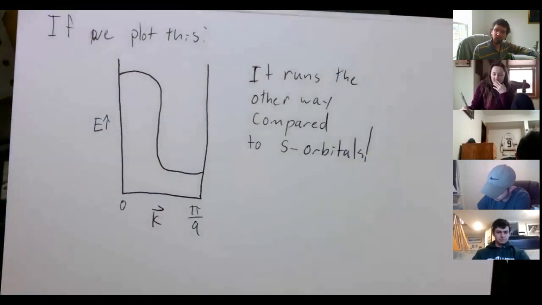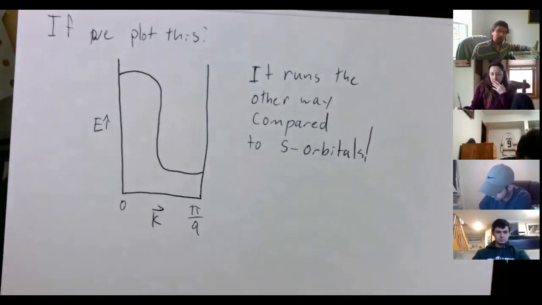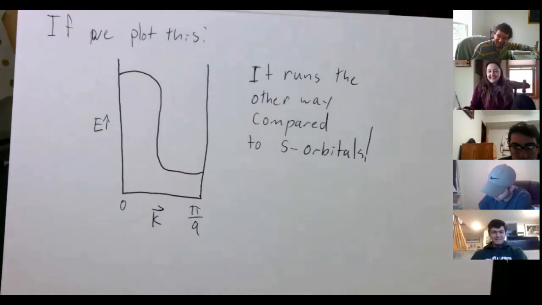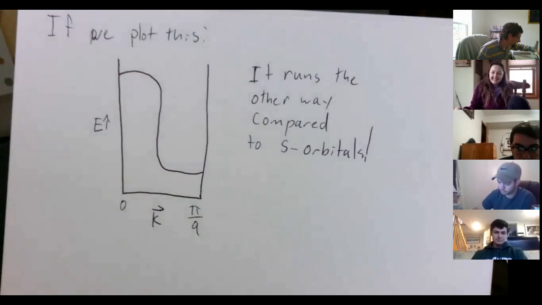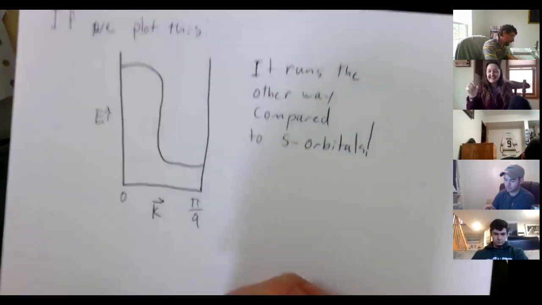Well, how many p orbitals do we have per energy level? 2. Nope, not 2. Oh, 1. Nope, not 1. You're close. One more. 3. So we have 2 more that we need to talk about, right?